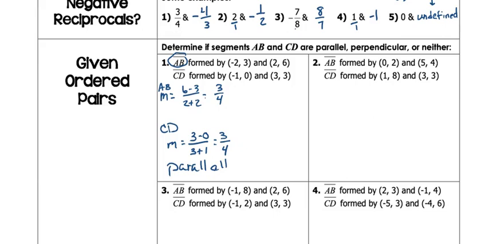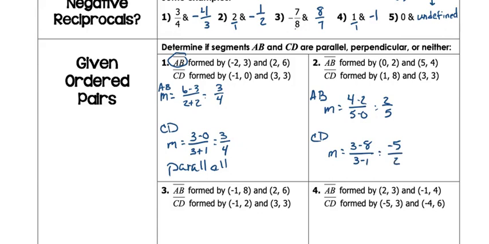Let's take a look at number 2. In number 2, I have AB to get started. So for segment AB, my slope would be 4 minus 2 over 5 minus 0. That would simplify to 2 over 5. I would look at CD, my slope here, y2 minus y1 would be 3 minus 8 over 3 minus 1. So 3 minus 8 is negative 5. 3 minus 1 is 2.